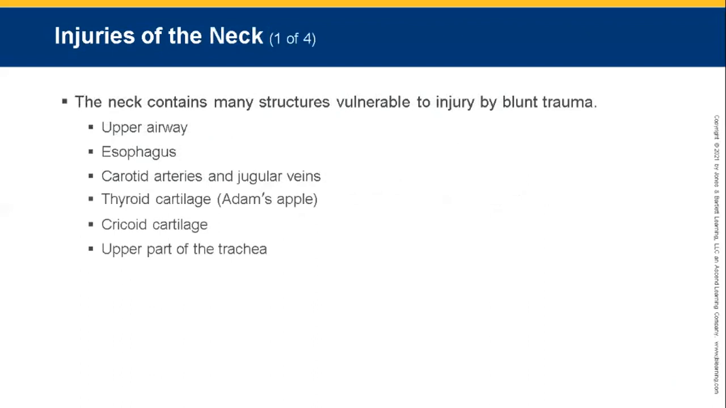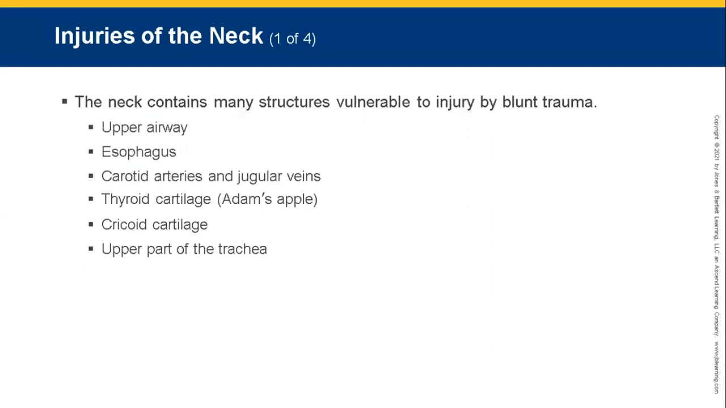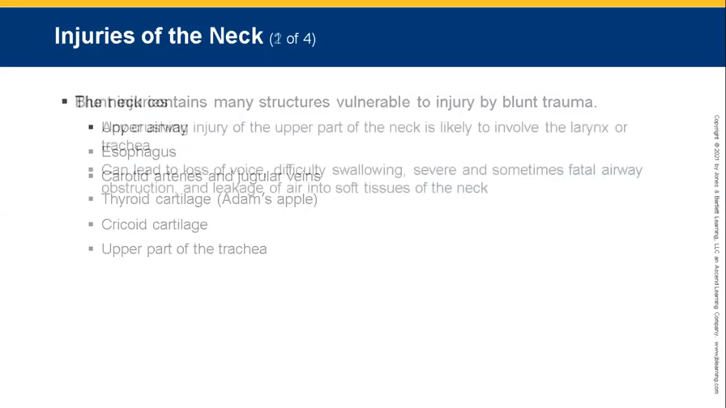The neck contains many structures that are vulnerable to injury by blunt trauma. The upper airway can be compromised, the esophagus can be injured, as can the carotid arteries and the jugular veins, the thyroid cartilage, the cricoid cartilage, and upper part of the trachea. If the trachea is collapsed by blunt force trauma, it will not spring back into position.